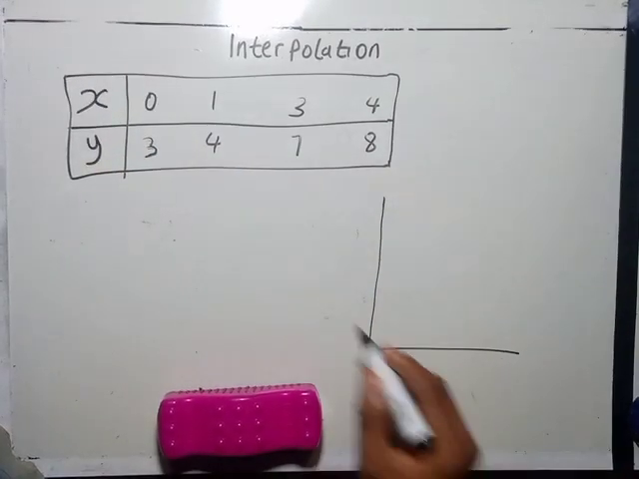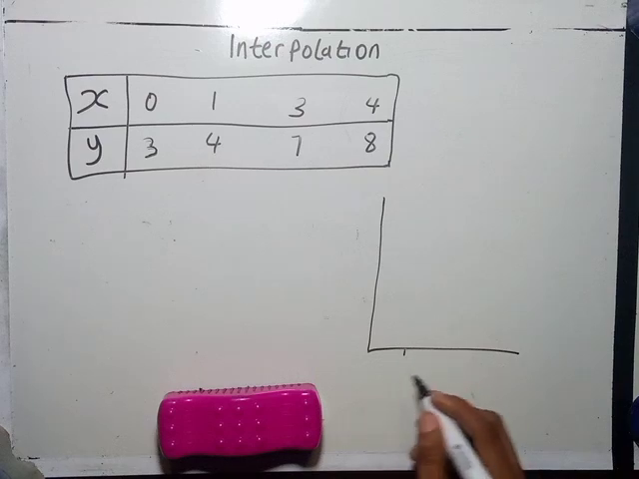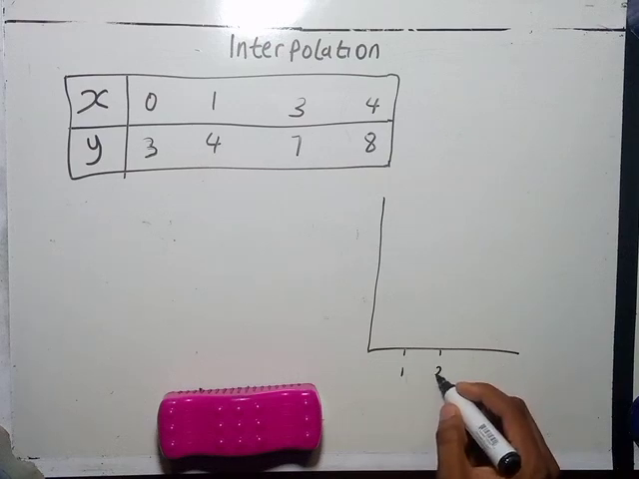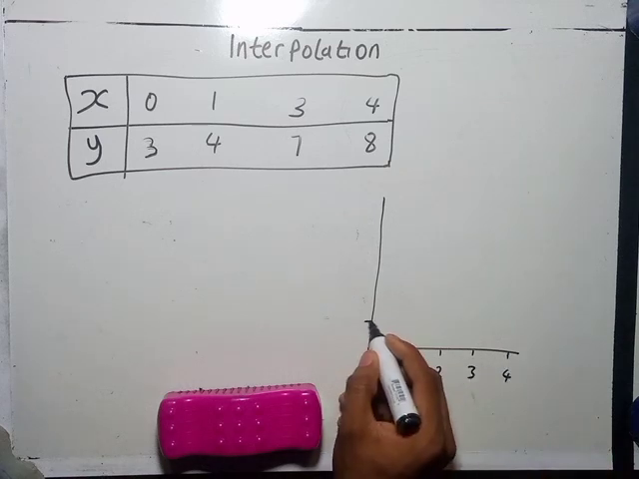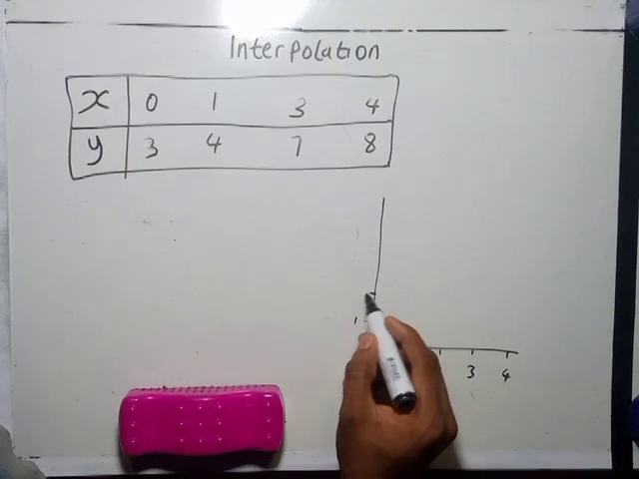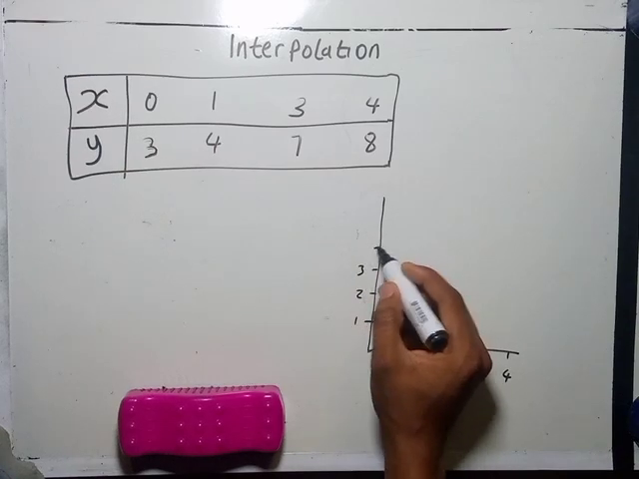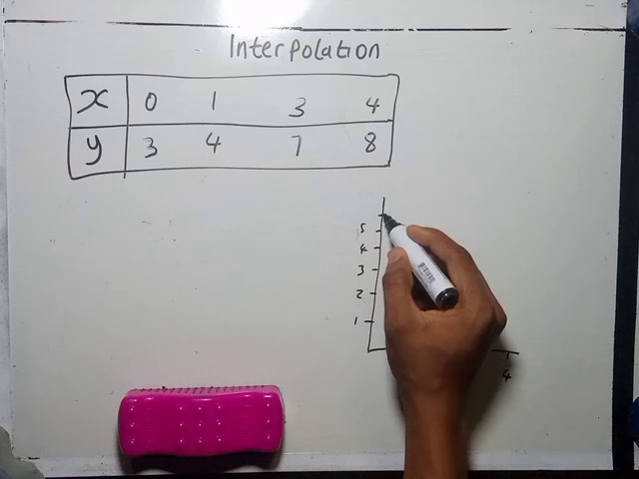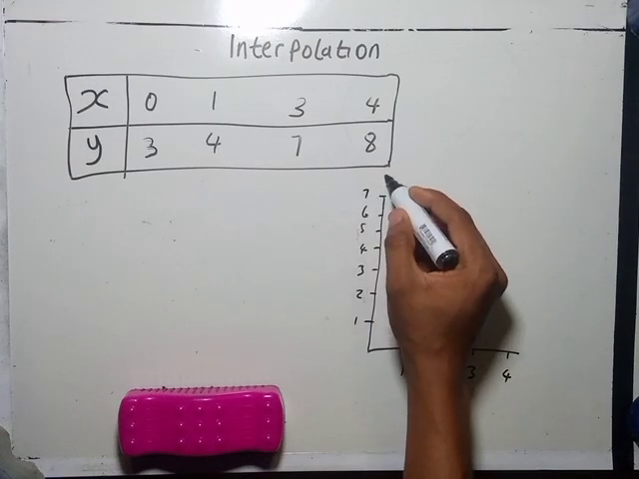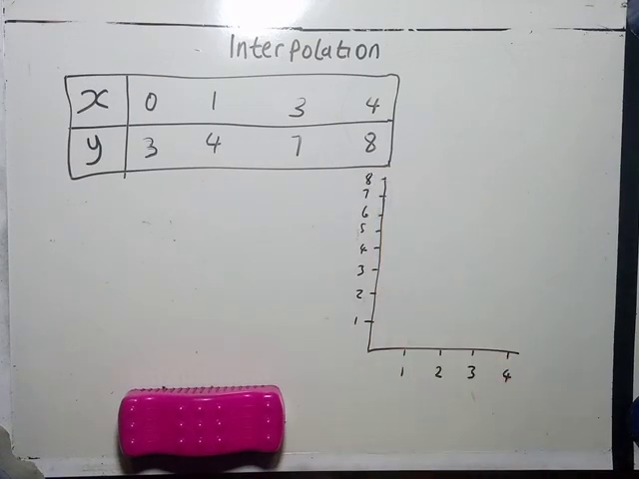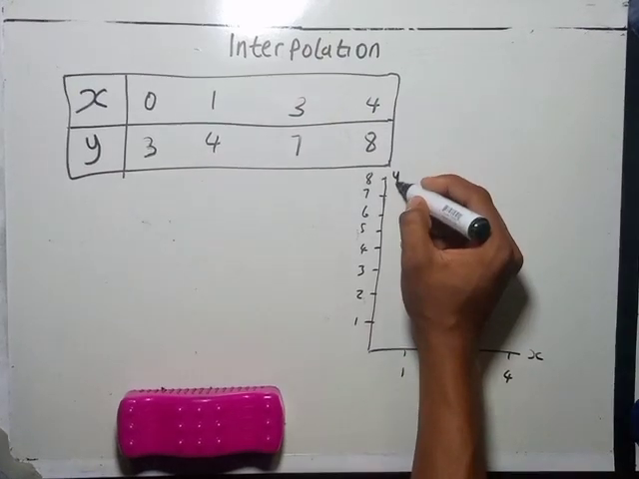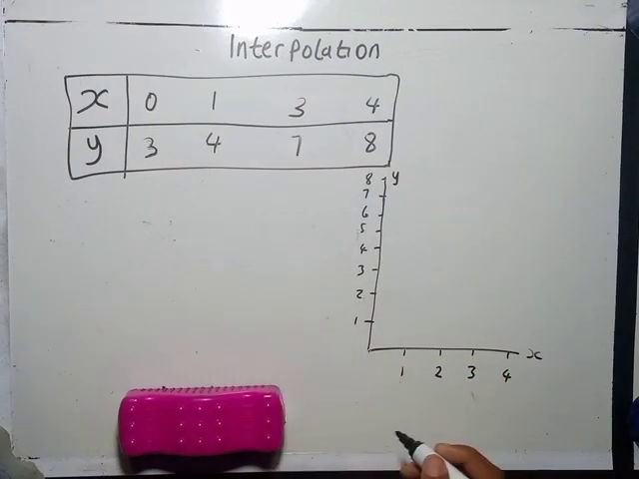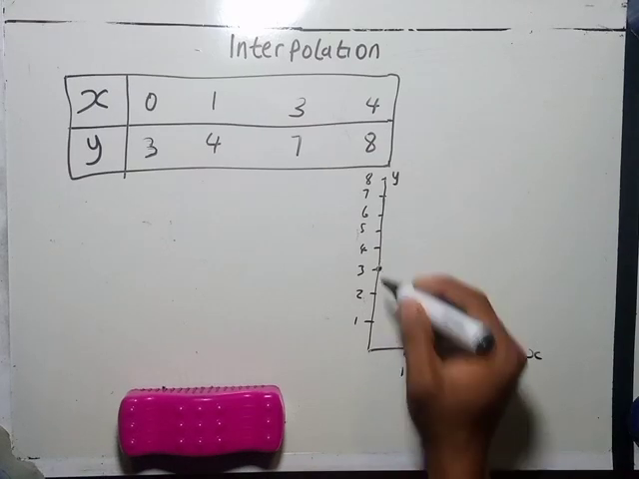So let's plot this graph. We'll be having something like here. Let's have 1, 2, 3, and 4, while here we'll be having 1, 2, 3, 4, 5, 6, 7, and 8. So if I have to plot this graph now, for our 0, where x is 0, this is our x, and this is our y-axis. So when x is 0, our y is what? 3. So we're having 1 point here.